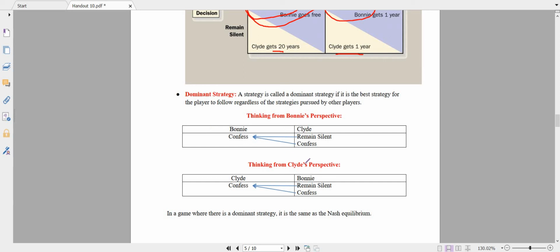Now similarly, assume the role of Clyde and think from his perspective. Bonnie again has two options, to remain silent or confess. If Bonnie remains silent, your best strategy will be to confess. If Bonnie confesses, your best strategy will again be to confess. So both will end up confessing. So confess is going to be the dominant strategy here. Now if in a game you can find the dominant strategy, that is also referred to as the Nash equilibrium.